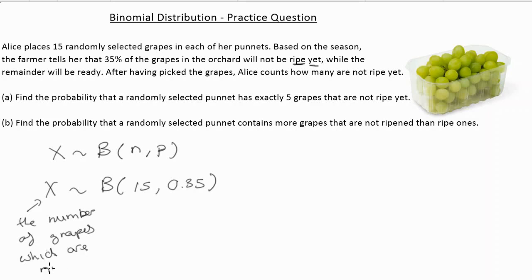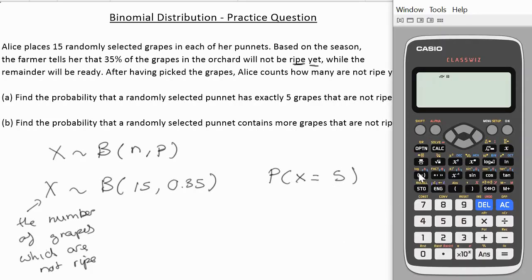Okay. And now for the next bit, we have to turn to our calculator. So we want to work out the probability that the number of grapes that aren't ripe is equal to 5. And how we do this is we get up our calculator. Now hopefully you've all got this calculator. It's a ClassWiz calculator. If not, you need to buy it for the A-level exams. And what you do is you go on menu, number 7, which is distribution, and we want binomial PD. You always want PD if it's equal to. If you're finding less than or equal to, you'll want CD.